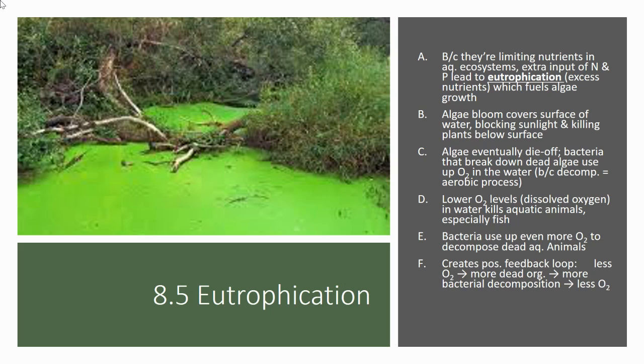So when there is an excess of these nutrients, especially in aquatic environments, that's going to fuel the algae growth that we see in the image there. Now, that algae bloom is going to cover the surface of the water, blocking any sunlight that should penetrate, as well as killing any of the plants below the surface.